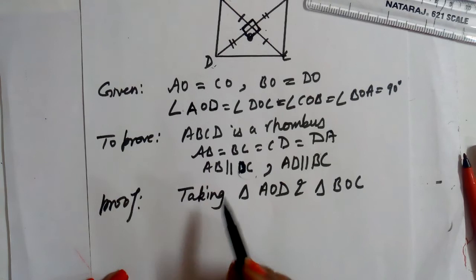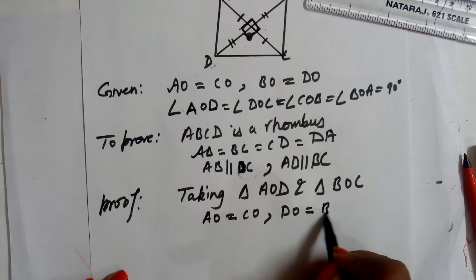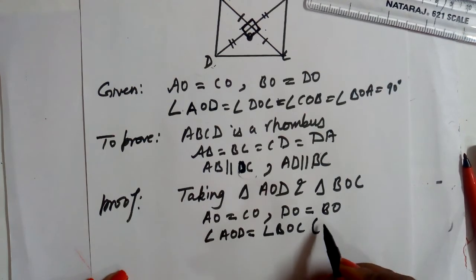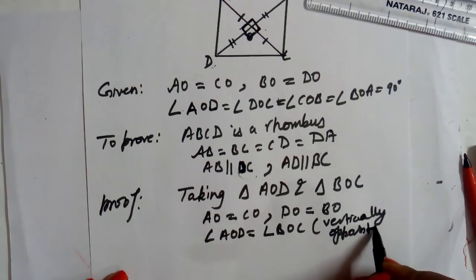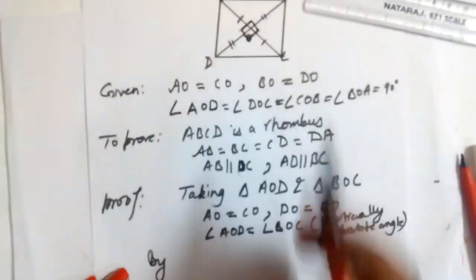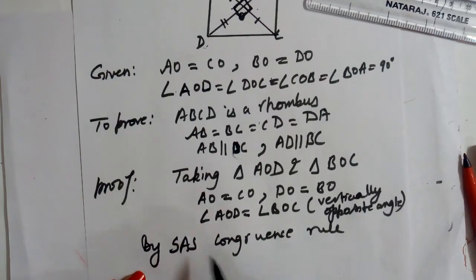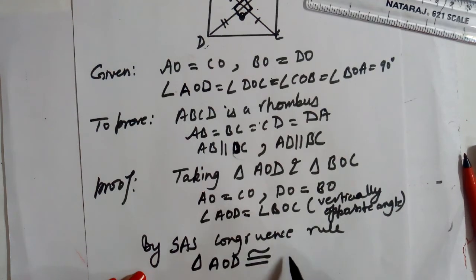So we need to write also AO is equal to CO and DO is equal to BO, and angle AOD is equal to angle BOC. These are vertically opposite angles, and these are given also 90 degrees. So by SAS congruency rule, triangle AOD is congruent to triangle BOC. Okay, now it is clear.